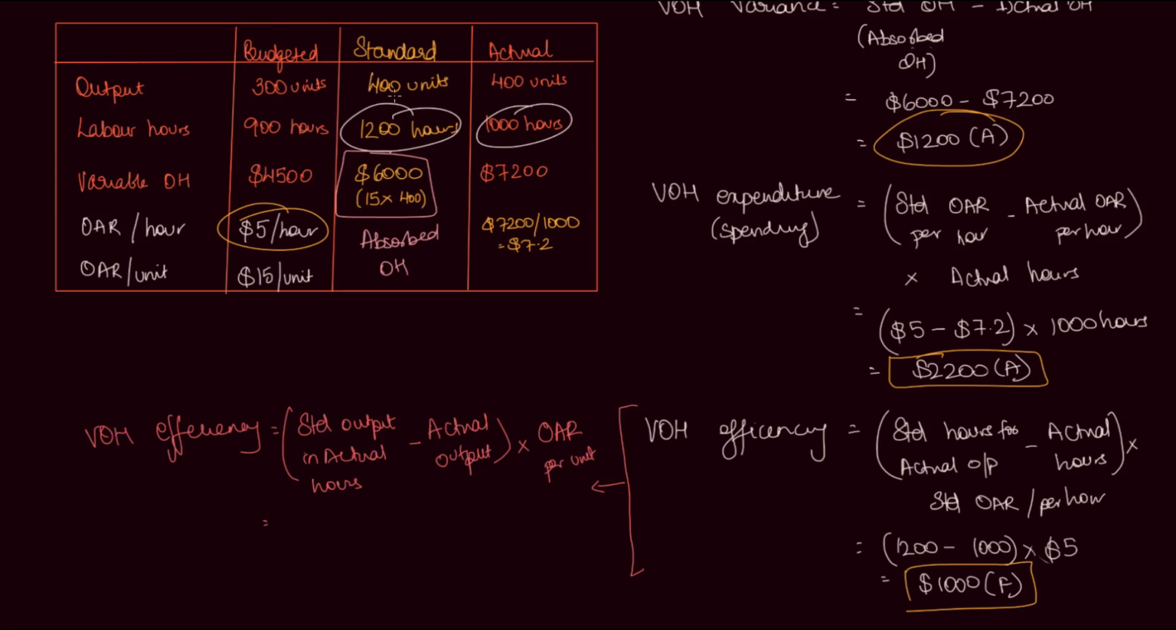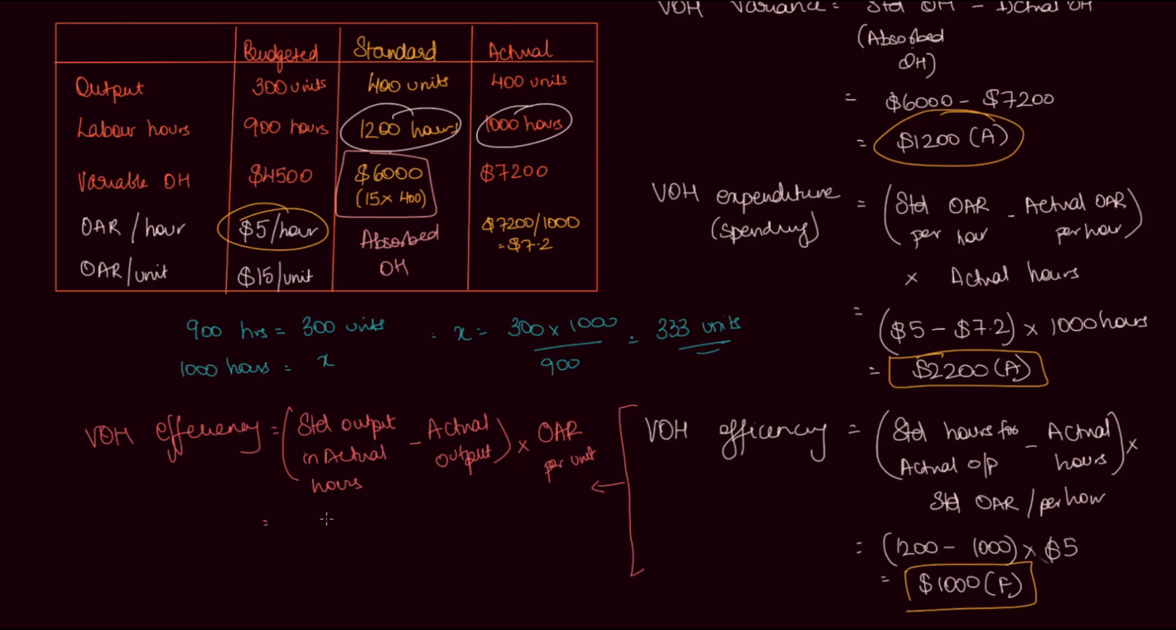If you see the data, for every 900 hours, 300 units will be produced. So how much output should be produced in 1000 hours? Why 1000 hours? Because that is the actual time taken to complete the output. In these 1000 hours, how much output should be produced based on management's expectations? When we do the calculation, we get 333.33. So let's take it as 333 units. This should have been produced in 1000 hours.